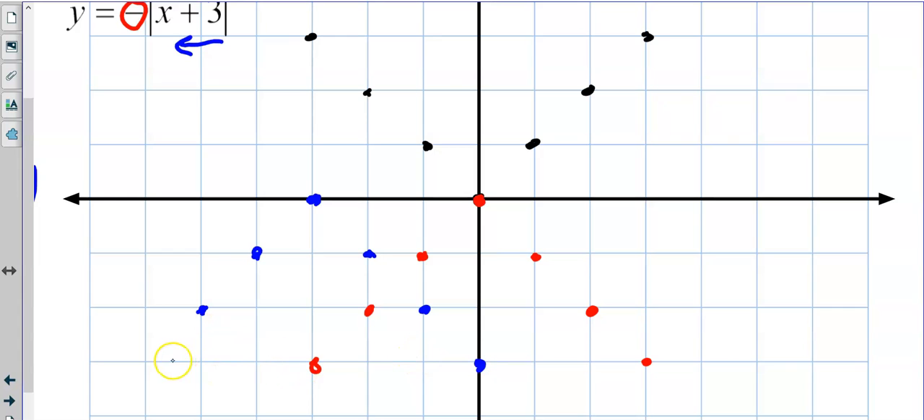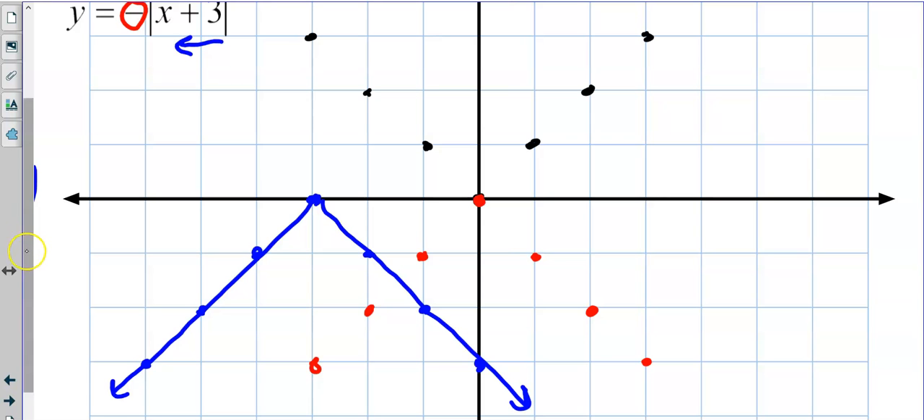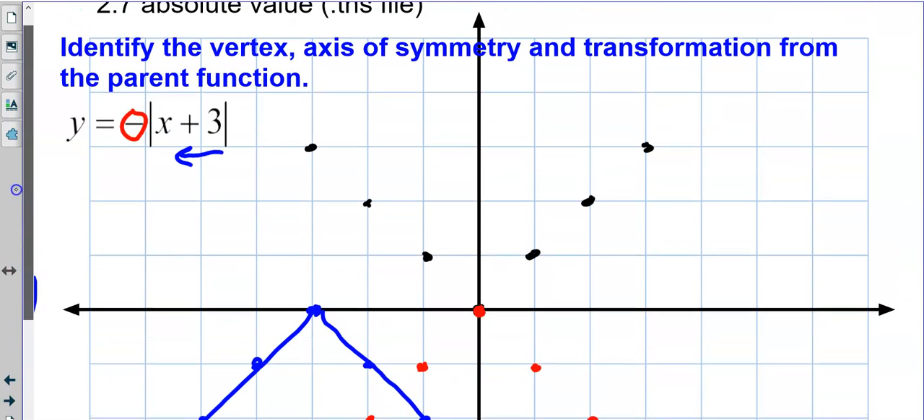It'd probably be enough to just graph it at this point. So the V, this is the final graph actually. I'm going to connect the dots here. And that's the graph of that absolute value function, negative absolute value of x plus 3.